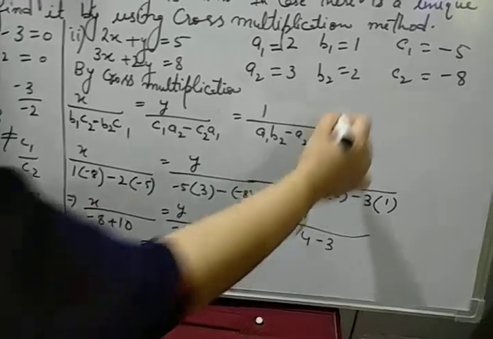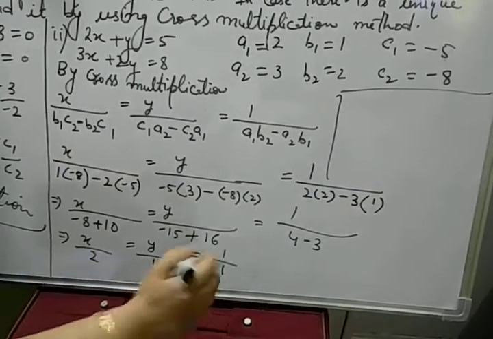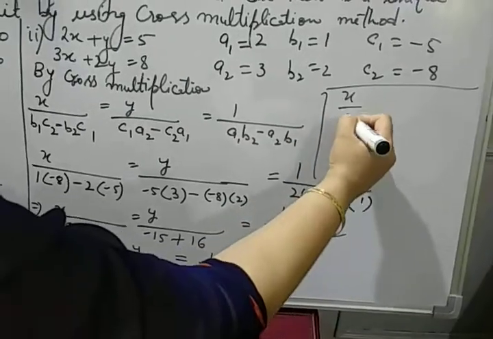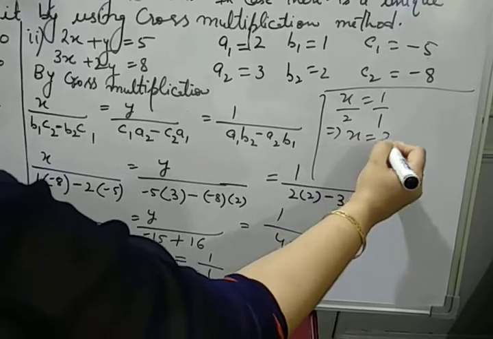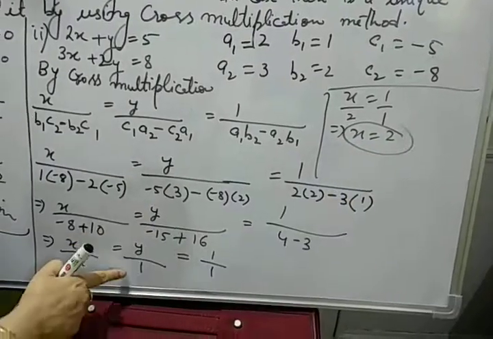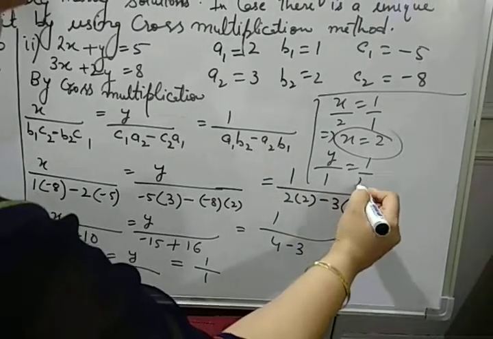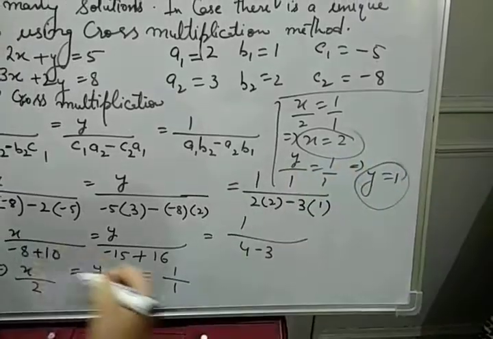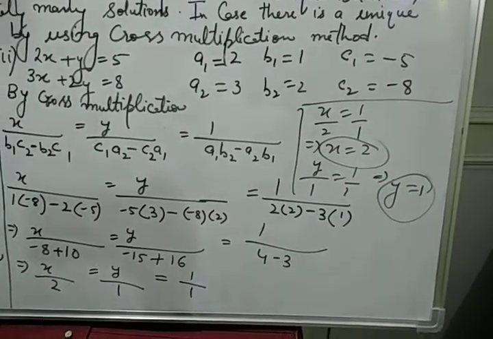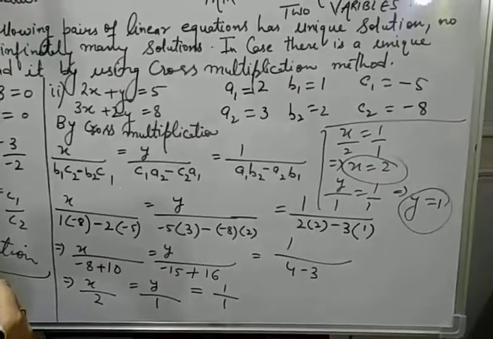Now in the next step we have to equate this term with this term, means x upon 2 is equal to 1 upon 1, which implies x is equal to 2. Now we will equate this. y upon 1 is equal to 1 upon 1, which implies y is equal to 1. So in this way we can use the cross multiplication method in order to find the value of the variables x and y.